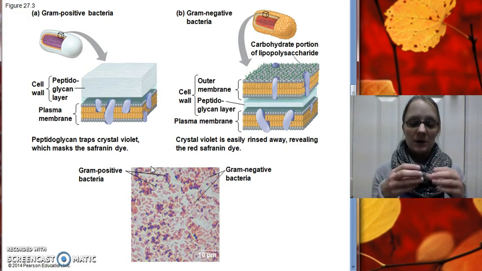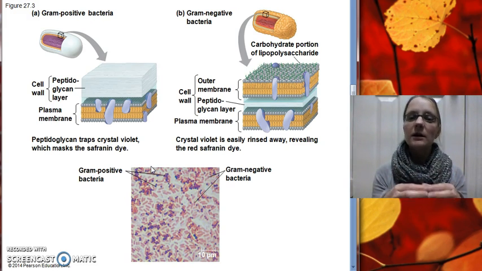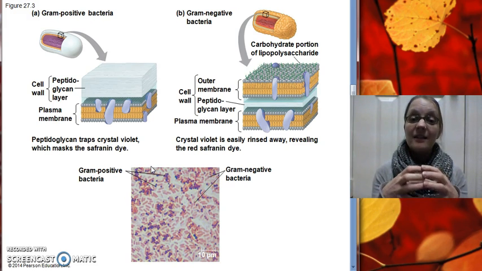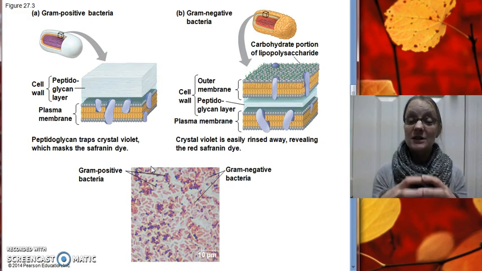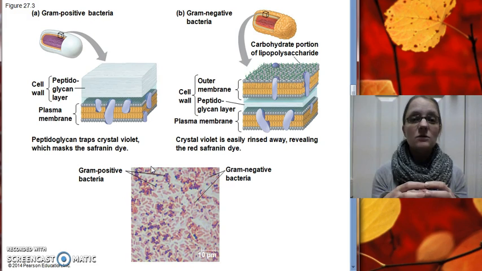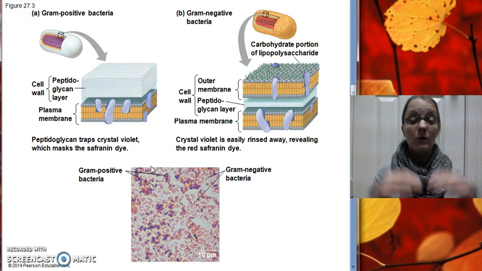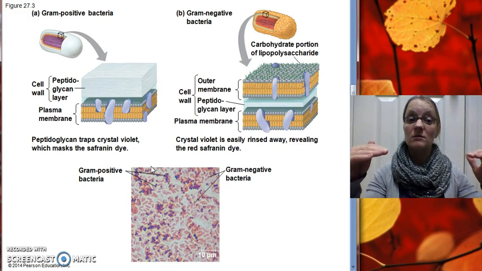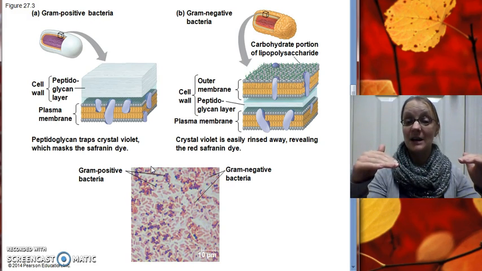But if we were to start with this clear slide, the cells are going to look clear. The first step of the Gram stain is to add the first stain. And the first stain is called crystal violet. This crystal violet is a violet color, maybe bluish in color. And this stain is going to penetrate through the cell wall of both gram-positive and gram-negative bacteria.